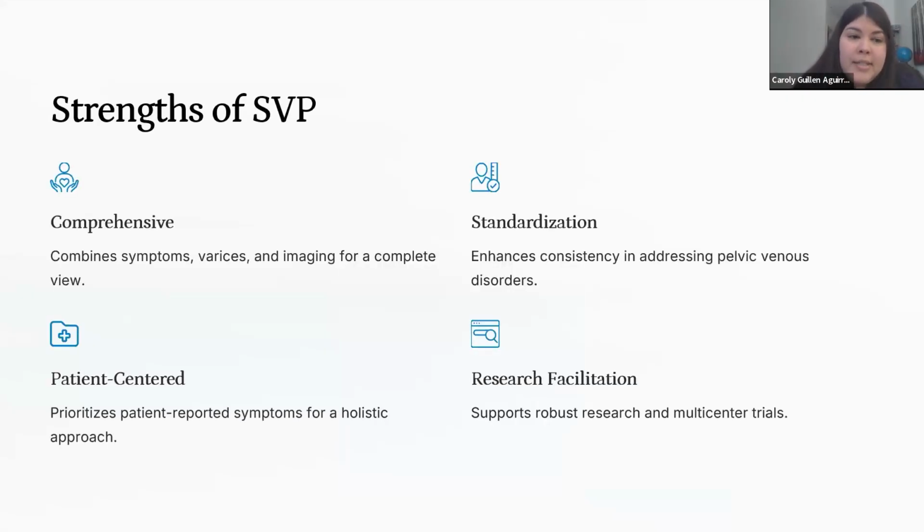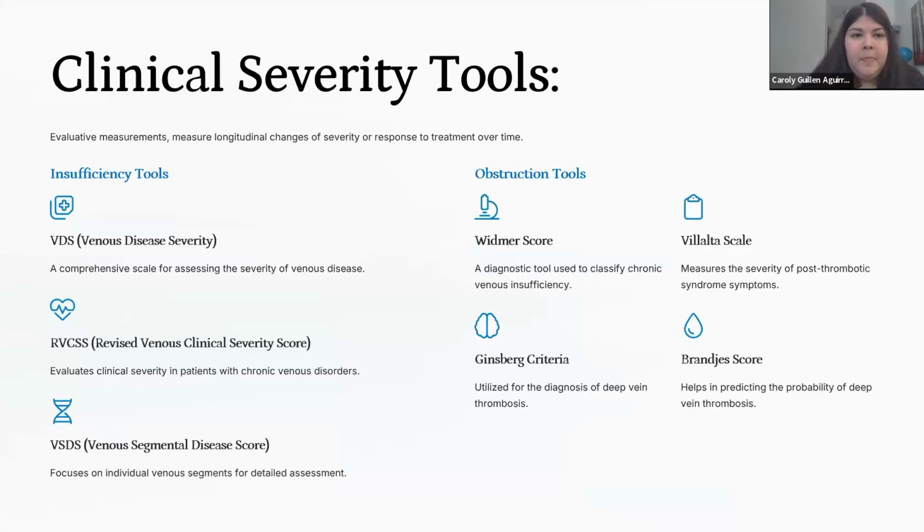The strength of this classification is that it's comprehensive, combines symptoms, varices, and imaging for a complete view, is standardized, enhances consistency in addressing pelvic venous disorders, is patient-centered, and it also supports robust research and multicenter trials.